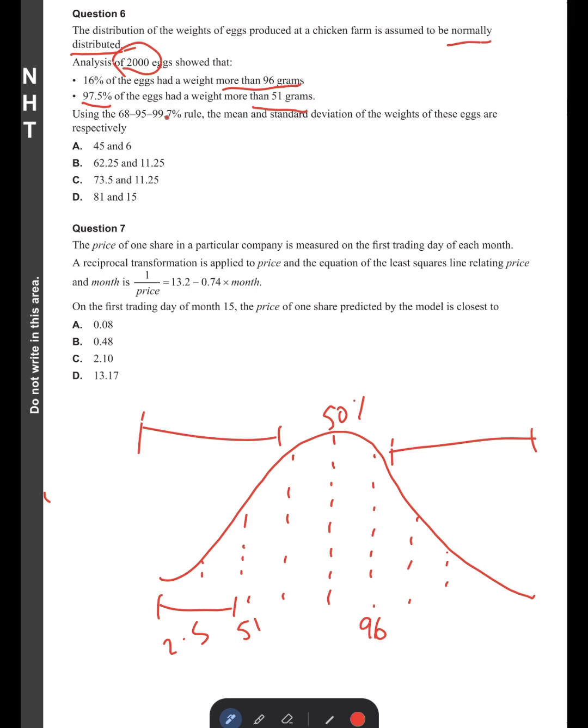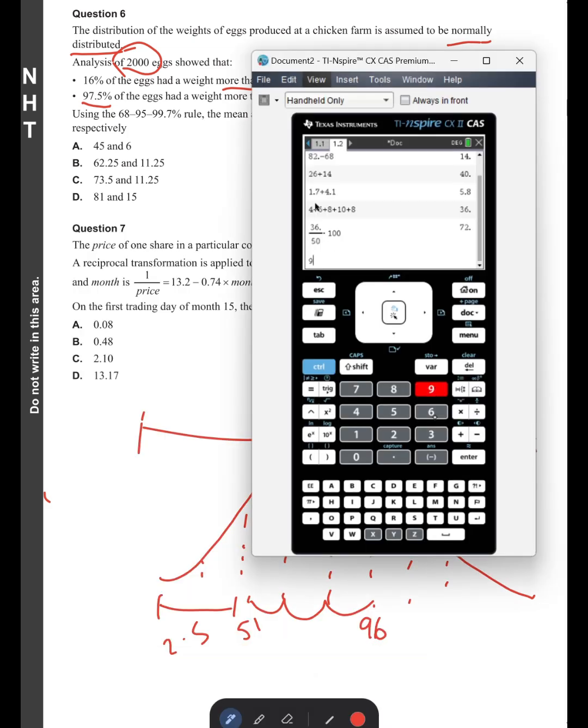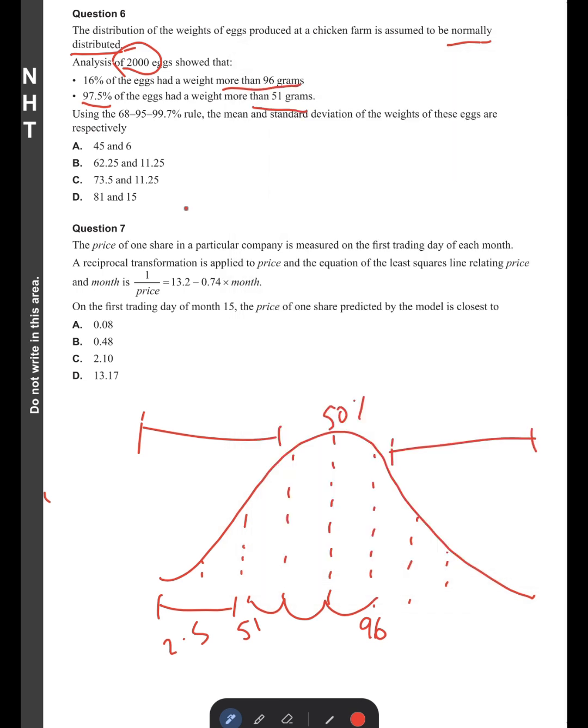Using the 68, 95, 99.7% rule, the mean and standard deviations of these weights are. Okay, so we need to find the mean. So we've got 1, 2, 3 standard deviations between these two bits of data. So 96 minus 51 is going to equal 45, and then we need to divide that by 3. So that means my standard deviation is going to be 15. So automatically I can tell you there's not going to be these 3. So it's definitely going to be D. We're just going to check to make sure that that's right. So 96 minus 15 is indeed 81, therefore that is the correct answer.